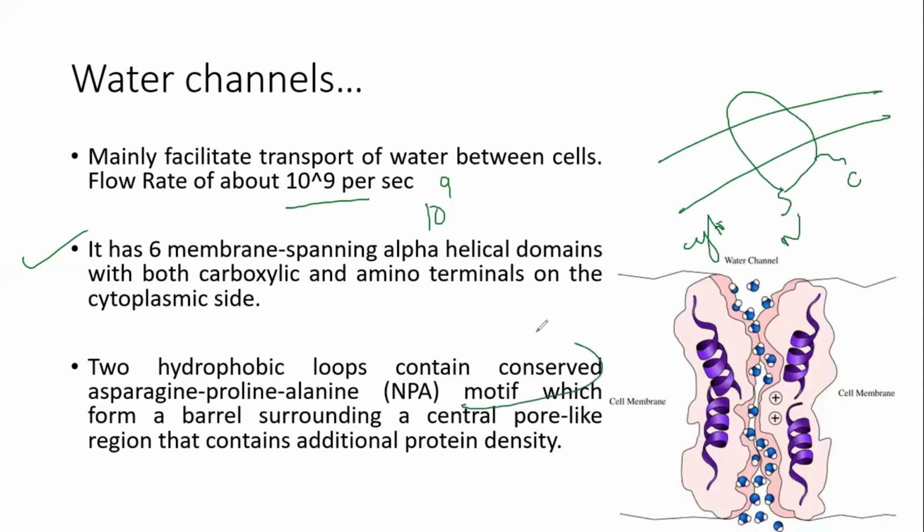That is known as NPA motif. This is also important. NPA is your asparagine, proline, alanine. Okay. Now, this forms a barrel surrounding its central pore-like region which contains additional protein density. So, this is the NPA.